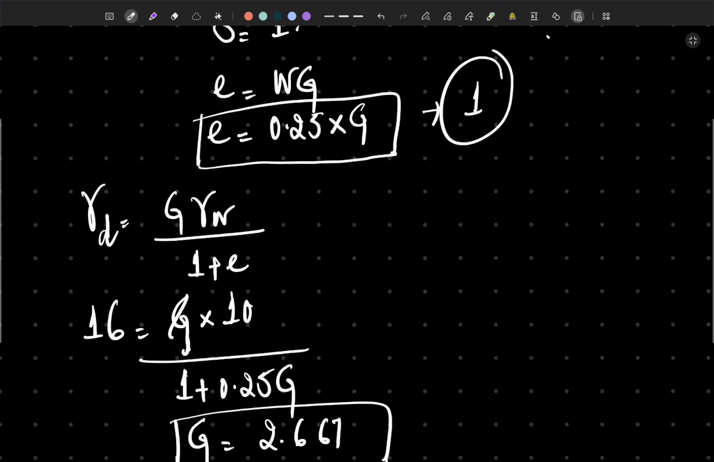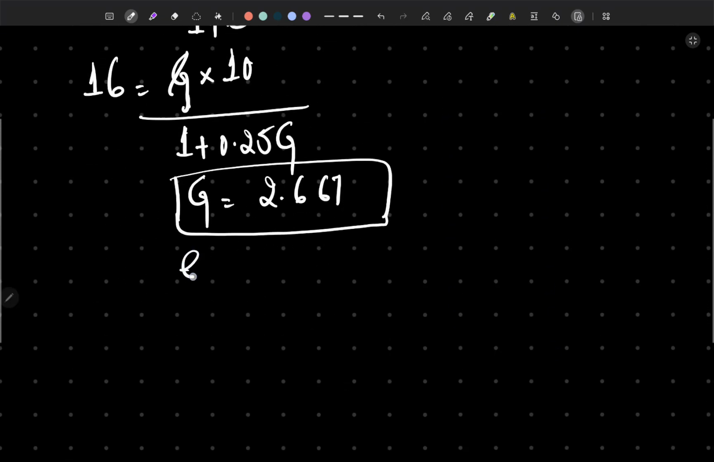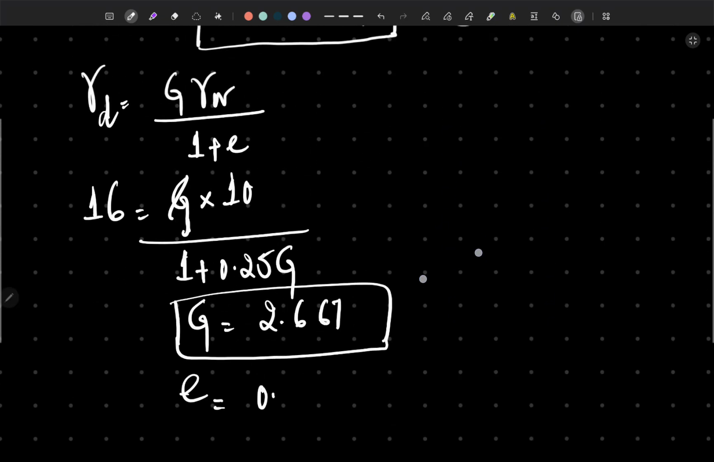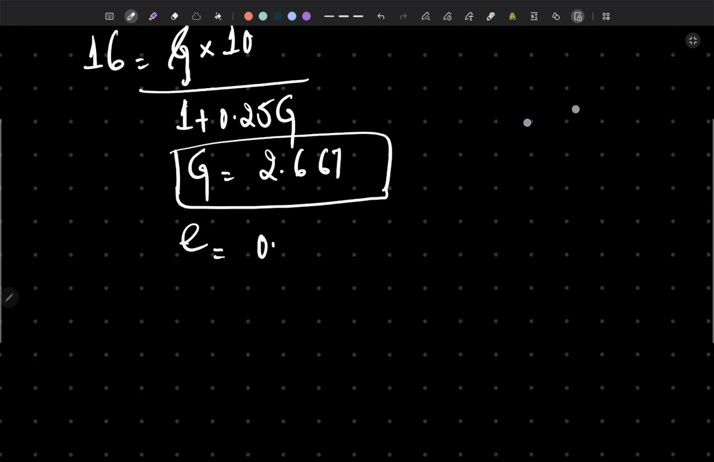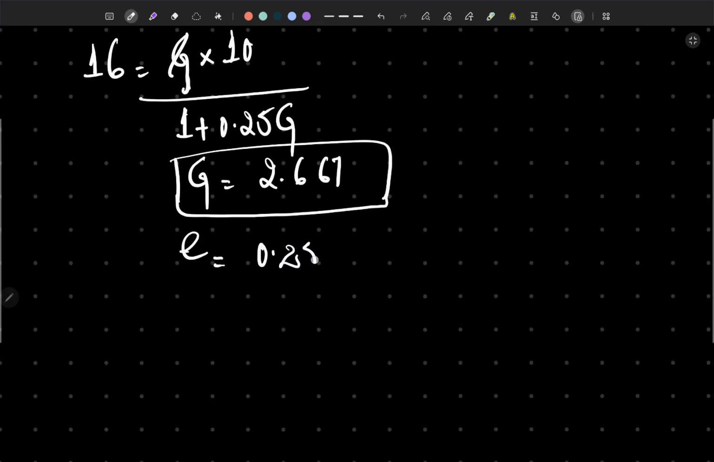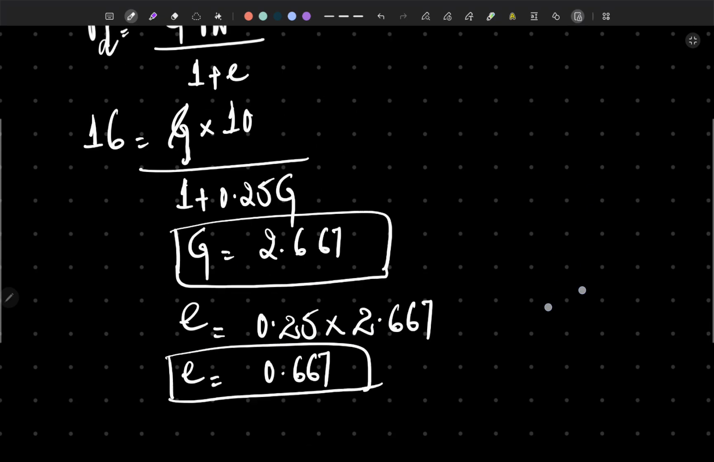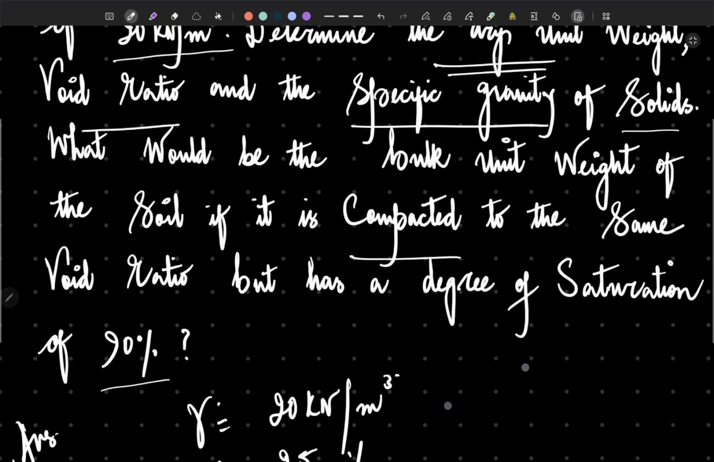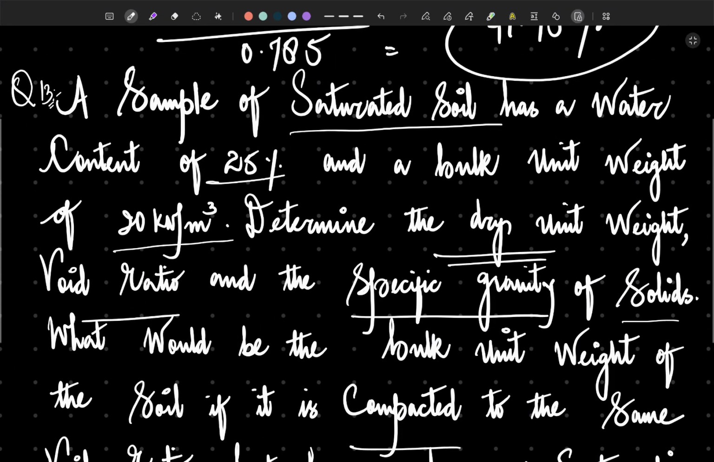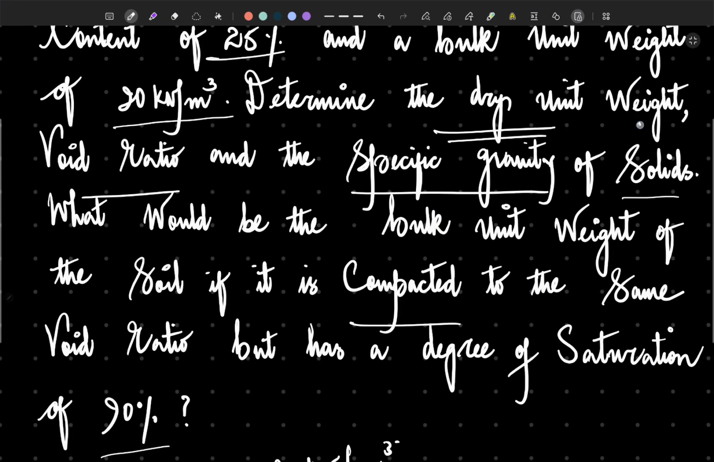Now from equation 1 we can find the void ratio. Void ratio is 0.25 into G. G is how much? 2.667. So the void ratio is 0.667. All right. So we have completed part 1 of this question, as we have found the dry unit weight, void ratio, and specific gravity of solids.